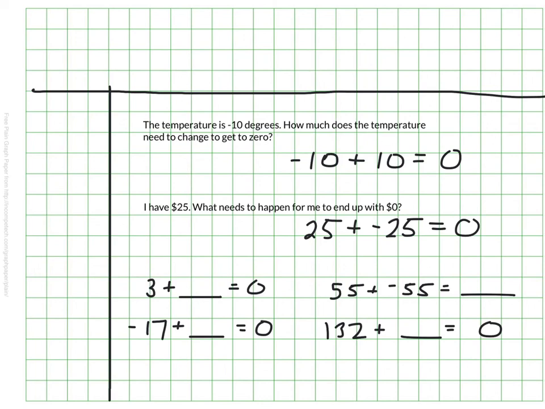And then remember that the essential question of the video was, what is the additive inverse property and what does it tell us about making 0? And of course, what we know now is that any number and its opposite add up to 0.